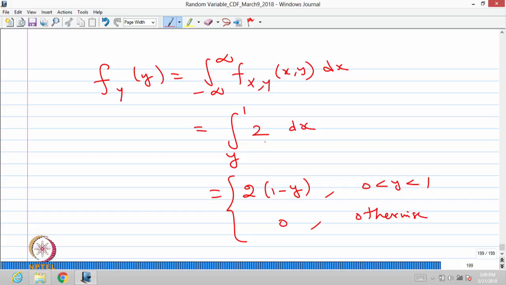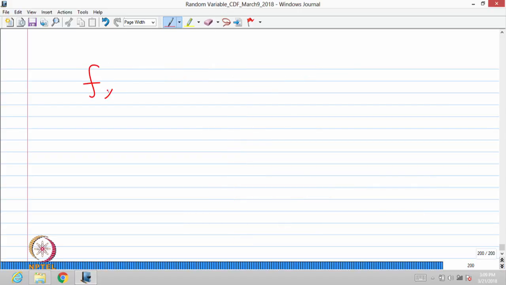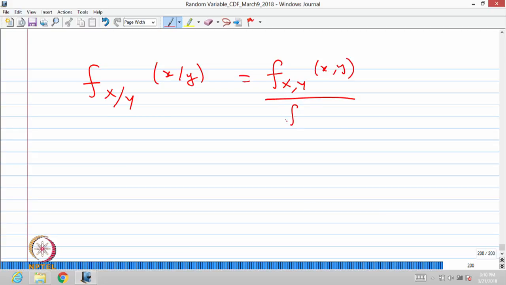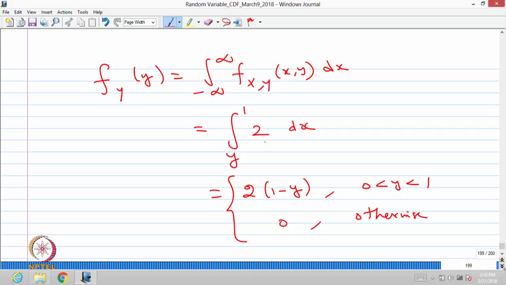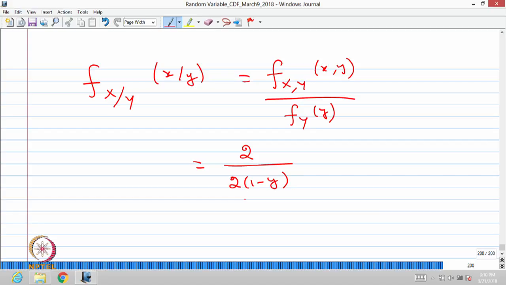Now, we will go for finding the conditional distributions. The first one is the conditional probability density function of x given the random variable capital Y takes a value small y. That is the joint probability density function divided by the probability density function of y. The joint probability density function is 2 on that interval, and in the denominator we have already got 2 times (1 minus y). When you simplify, you will get 1 divided by (1 minus y). So, this is the conditional probability density function of x given y.